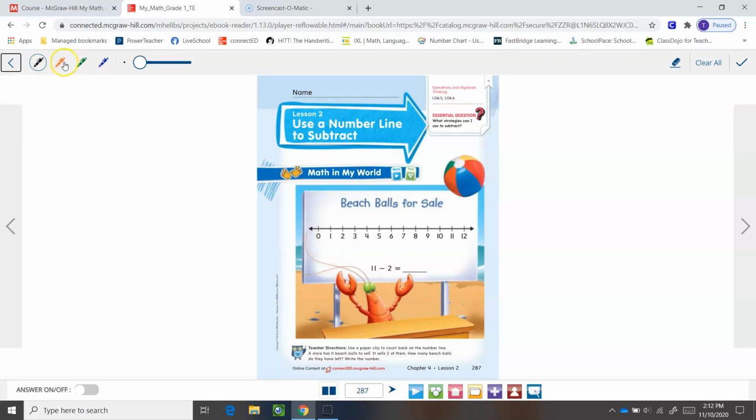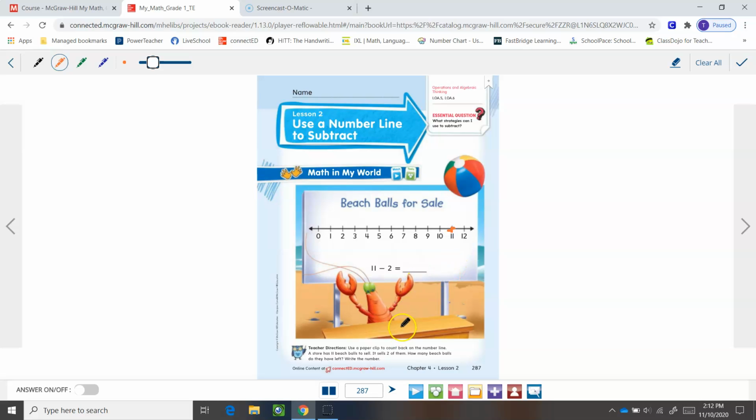So if I go to my pen here and I read, it says, I can use a paper clip, I can use my pen, I can use a pencil, I can use whatever I have around the house. So a store has 11 beach balls to sell. So I know I'm starting at 11 because that's how many they have to sell. They have 11 beach balls. So I'm going to put my little dot there at 11.